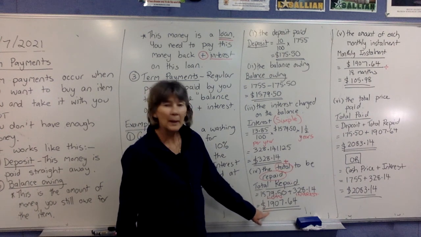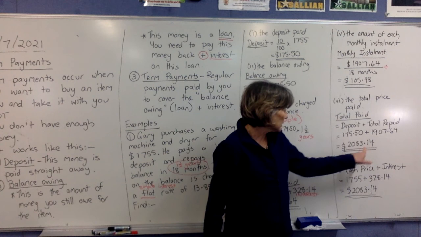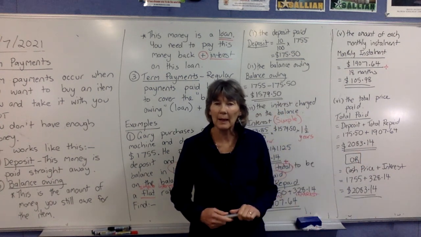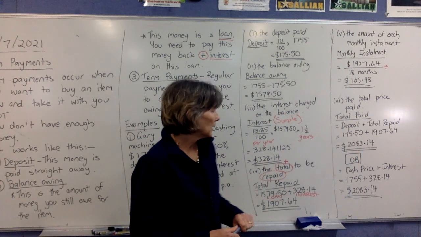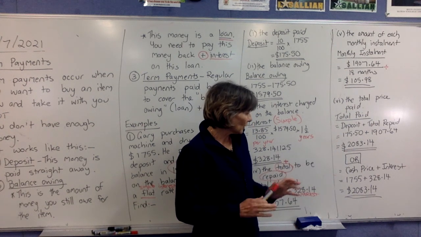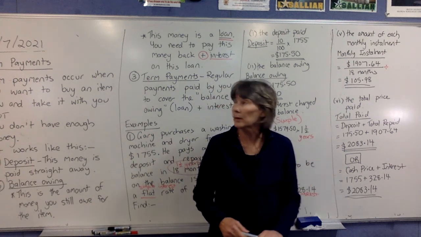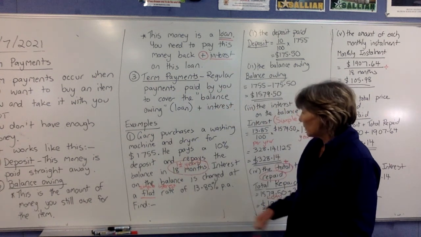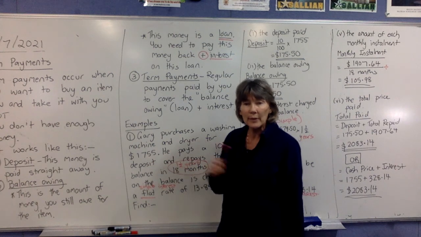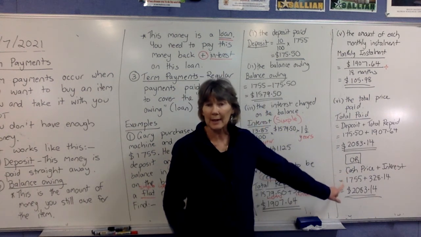I paid that deposit, and then I know that I had to repay all this money here. So I know I repaid $1,907.64. So I'm going to add those together, and that's what I actually paid for the washing machine and dryer, $2,083.14. Or if you like, depends on how you want to think about it, you can go, well, if I hadn't bought it originally and I had the money, I would have paid $1,755. So that's what we call the cash price.